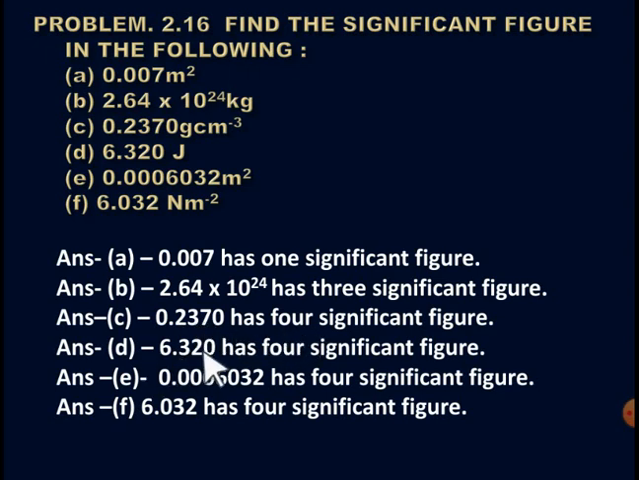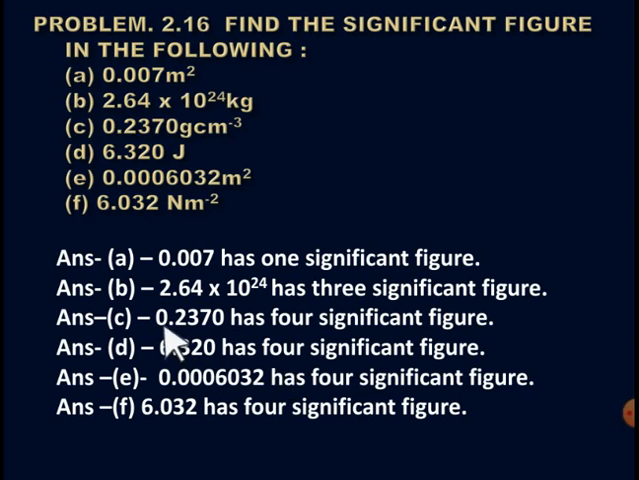Likewise, 6.320, the number D, will have 4 significant figures, because this is a number greater than 1, and the zero that comes after the decimal point, to the right of a non-zero digit, is significant. So this 0 is significant, so it will have 1, 2, 3, 4 significant figures.